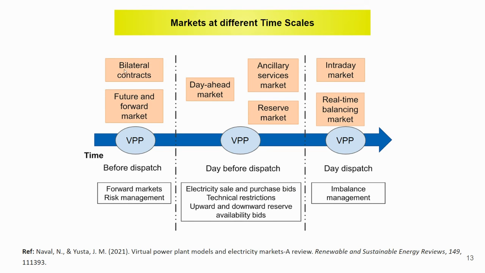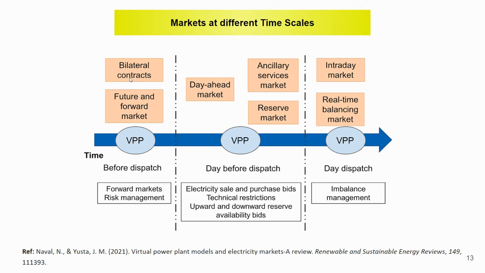And bilateral contracts consist of a direct agreement for the sale of electricity between the power generator and a buyer of the power. Both parties agree on a series of characteristics such as price, volume of the power delivery, and also the duration of the contract.